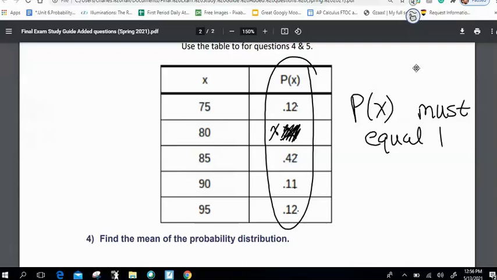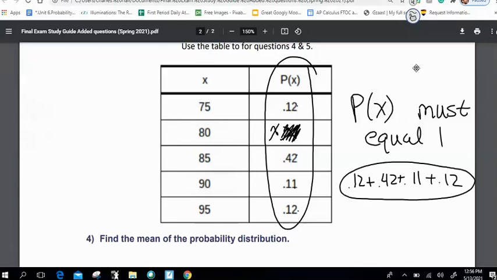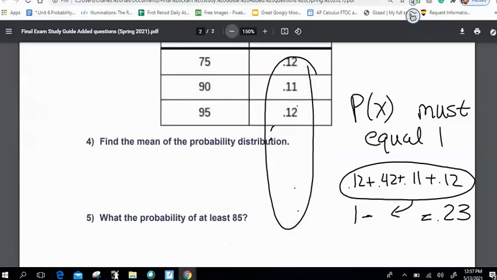So we do 0.12 plus 0.42 plus 0.11 plus 0.12, whatever that answer is, because I don't know what that answer is off the top of my head. If we subtract all that from 1, it'll give us the answer we're looking for. And if we look here, that's 0.23. So if that happens on a final exam or anything of that sort, like something's missing, you just have to do that part to find it. Easy, simple, not hard.